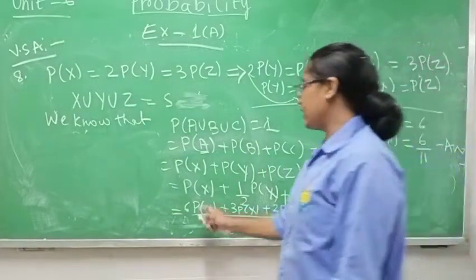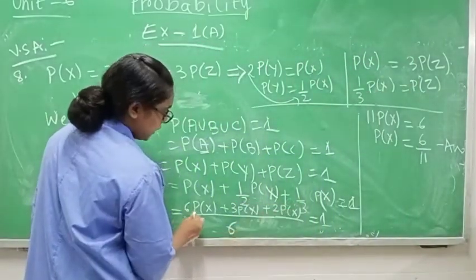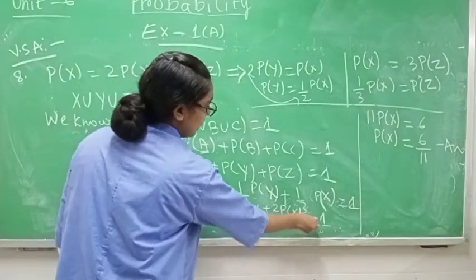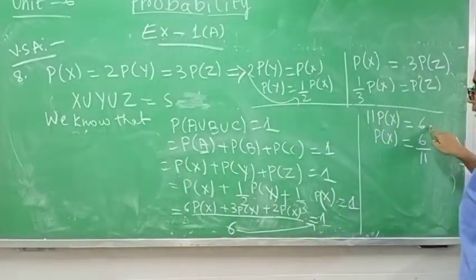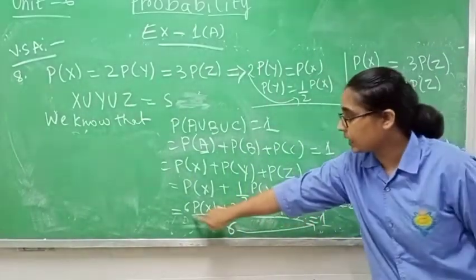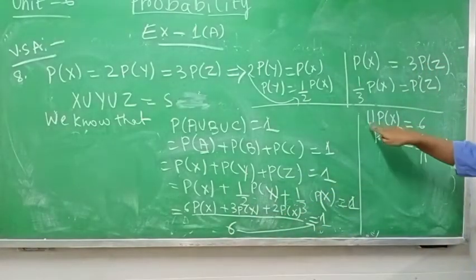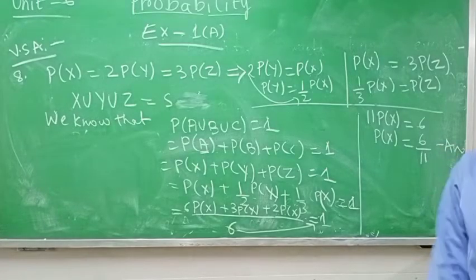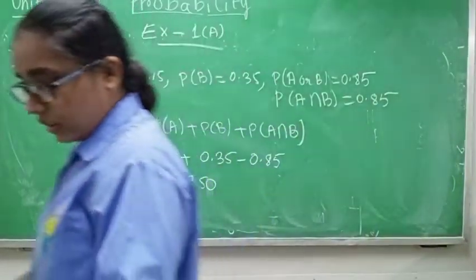After that I am taking the LCM. The LCM will be 2 threes are 6. Here 6P(x) plus 3P(x) plus 2P(x) equals 6. Now this 6 will go to the other side. When you add 6P(x) plus 3P(x) plus 2P(x), you get 11P(x). Now this 11 will come down, so you will get the P(x) value equals 6 by 11. Okay, copy this one. Class 12, very short answer type question.